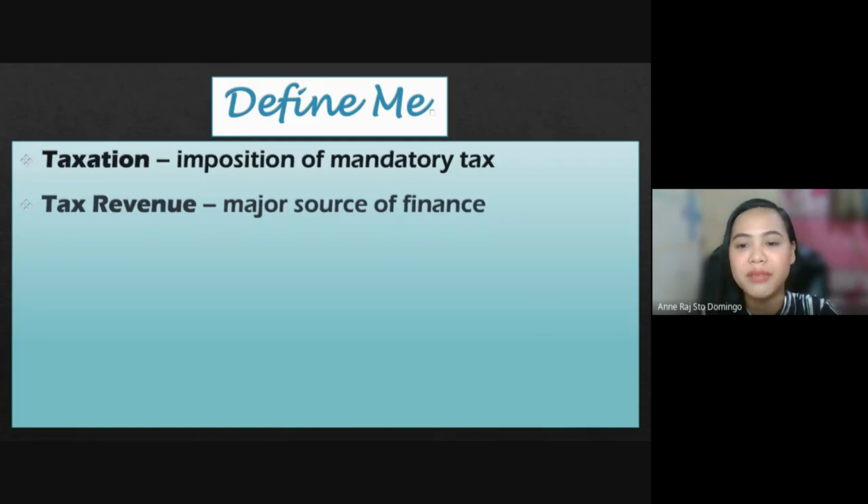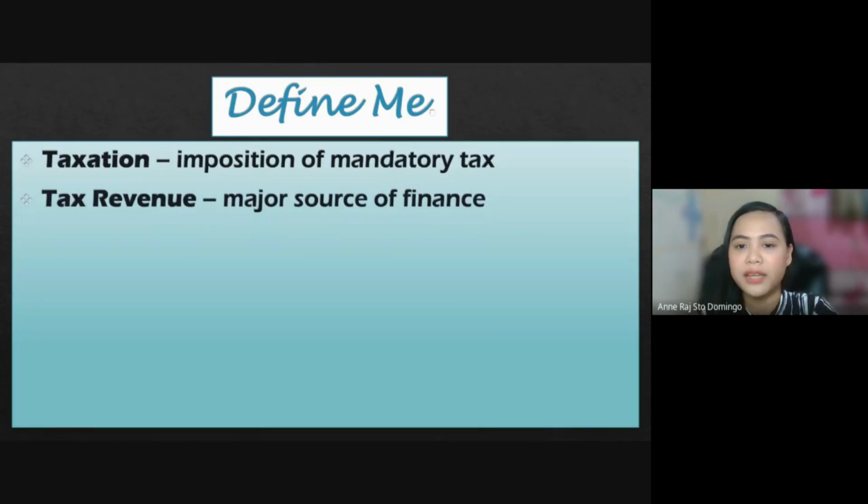Next, tax revenue. Ano yung tax revenue? Yes, Geraldine. Tax revenue, kindly read and explain. Major source of finance. The income that is gained by governments po. Okay, medyo mahina. Can you repeat it, Geraldine? Okay, may chat si Geraldine. According to Geraldine, the income gained by the government.